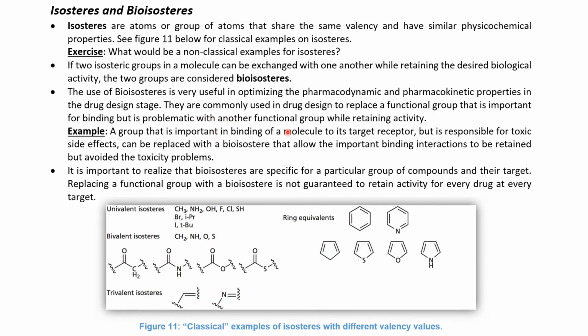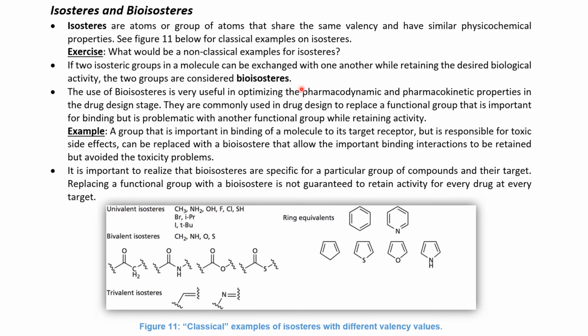So now that we know what a pharmacophore is and how to define it, and we know what the pharmacophoric groups are, let's think about how we can modify these groups to optimize the features of a drug. Once we define the pharmacophoric groups for a drug, then we could actually replace some of these groups with other equivalent groups. Basically replace them with groups that have the same valency and have similar physicochemical properties.